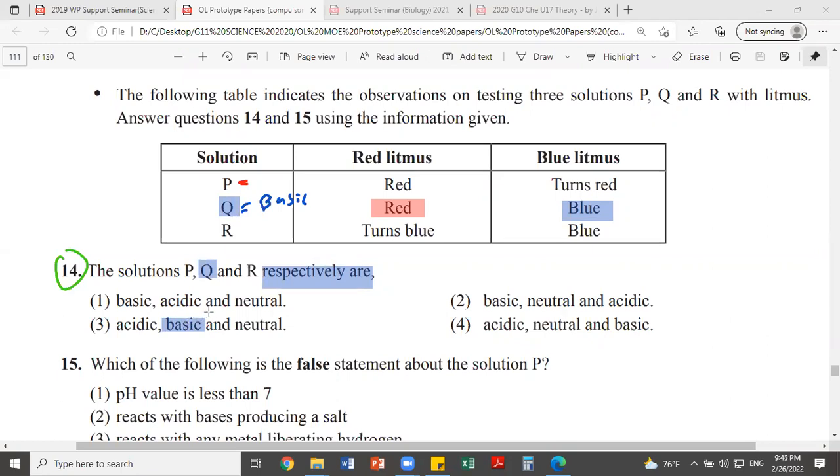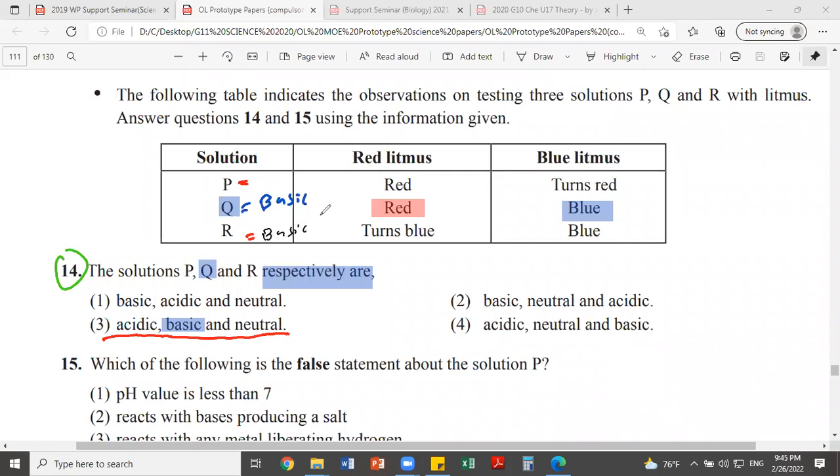Okay. The answer is 3. Please raise your hand if you got the third answer for this. With this understanding, this can be blue to blue. It can be neutral, or it can be basic. Either neutral or basic. Okay, I'll write the others also. It can be neutral or basic.